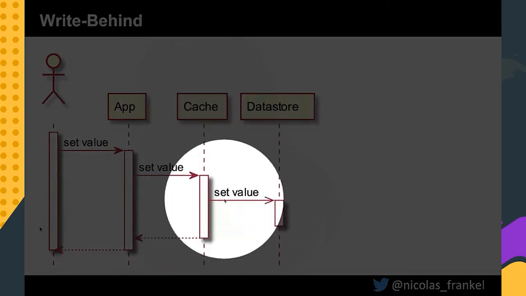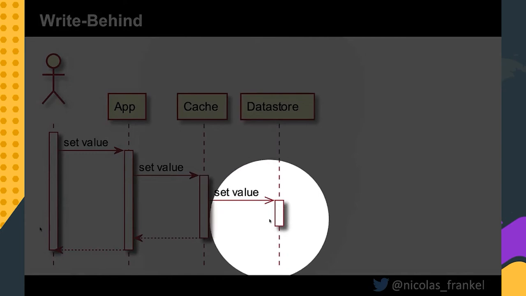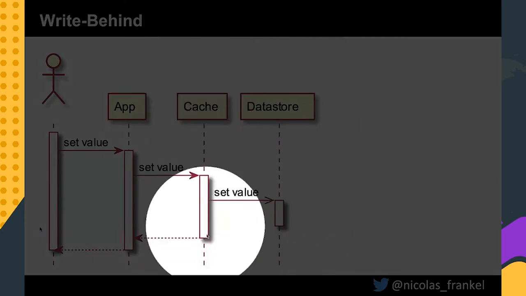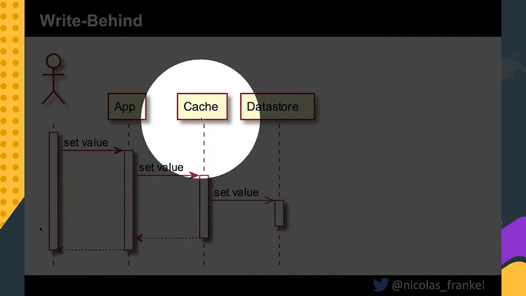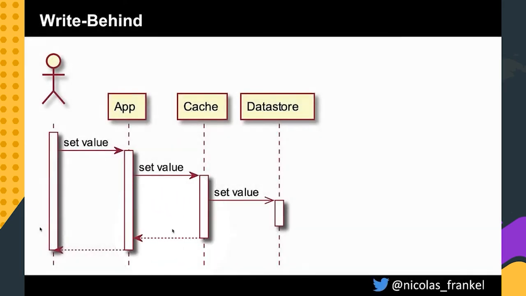There might be some issue with the caching provider, it might go down. There might be some issue with the data store, it might go down. So you might have a wrong value in the cache, and the client thinks that everything has been done the right way. So this is eventual consistency, and sometimes it might not be consistent at all, but you are fast. And again, it's not bad per se, but there are some use cases where you value speed over consistency. It's up to you to decide, but this is write behind.